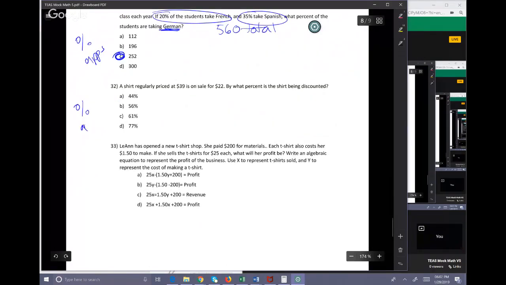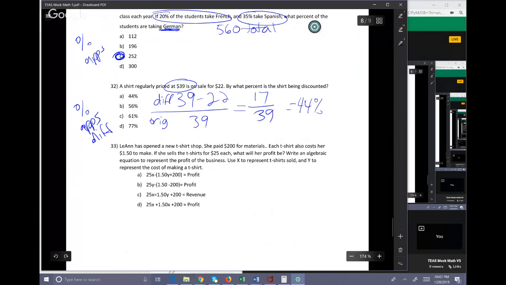32 is percent apps, specifically percent difference, which is one of the harder ones from the percent apps class. You're always going to take the difference, which is going to be obtained by subtracting your 2 numbers, over the original, which is the original price in this case. So you're going to get your difference by subtracting 39 minus 22. And then you're going to get that into a percentage by dividing by the original price of 39. So you're going to end up taking 17 divided by 39, and that is a 44% discount. Make sure you do the difference first. If you don't do the difference, you'll end up with a percentage that is wrong.